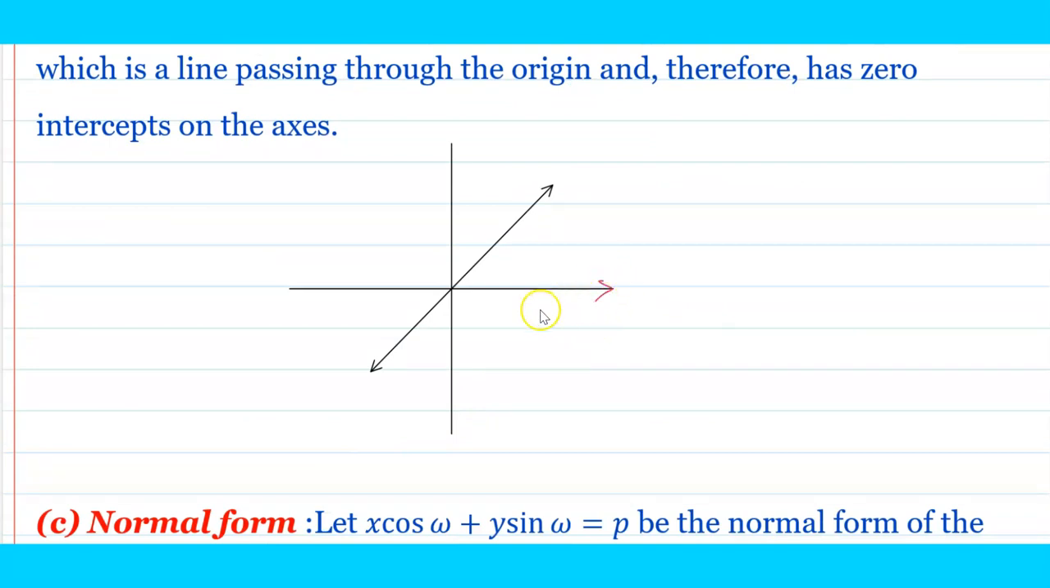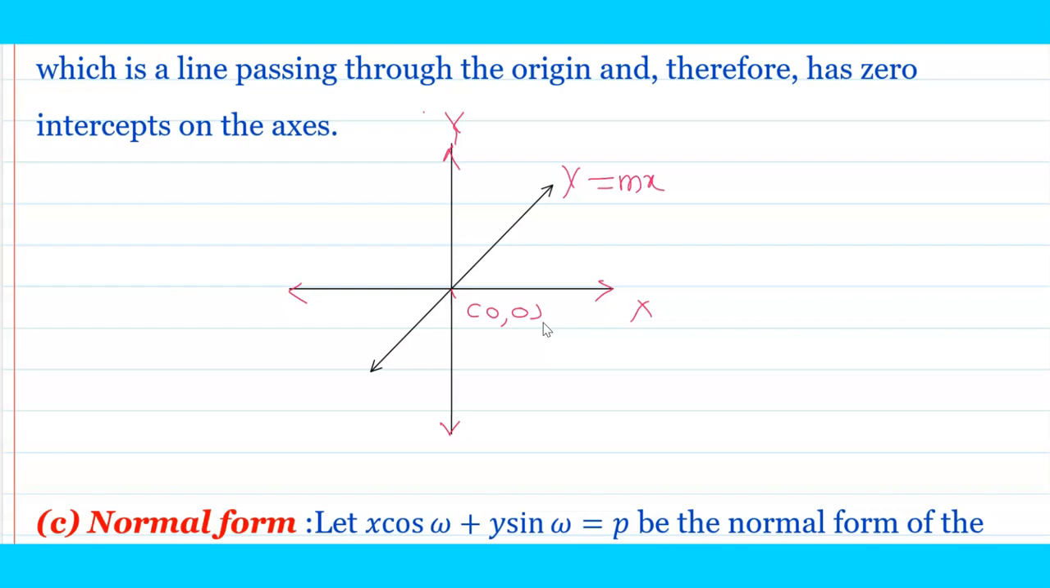See this here, the x-axis here, and here is the y-axis. And this is the line which passes through the origin, and it has the form of y is equal to mx. C is not present there because this line passes through the origin. It does not make any intercept on the coordinate axis. It passes through the origin.